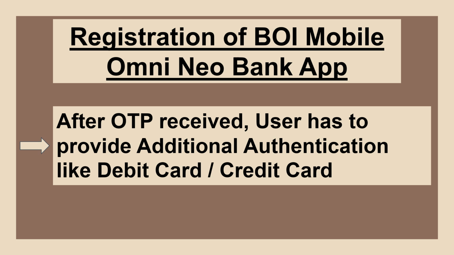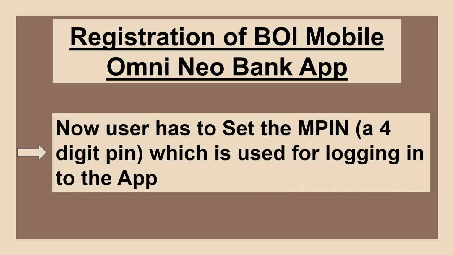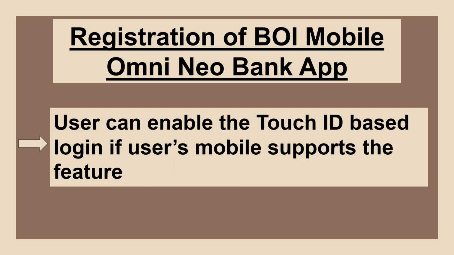After the OTP is received, the user has to provide additional authentication like a debit card or credit card. Now the user has to set the MPIN, a 4-digit PIN, which is used for logging in to the app. The user can enable Touch ID based login if the user's phone supports the feature.